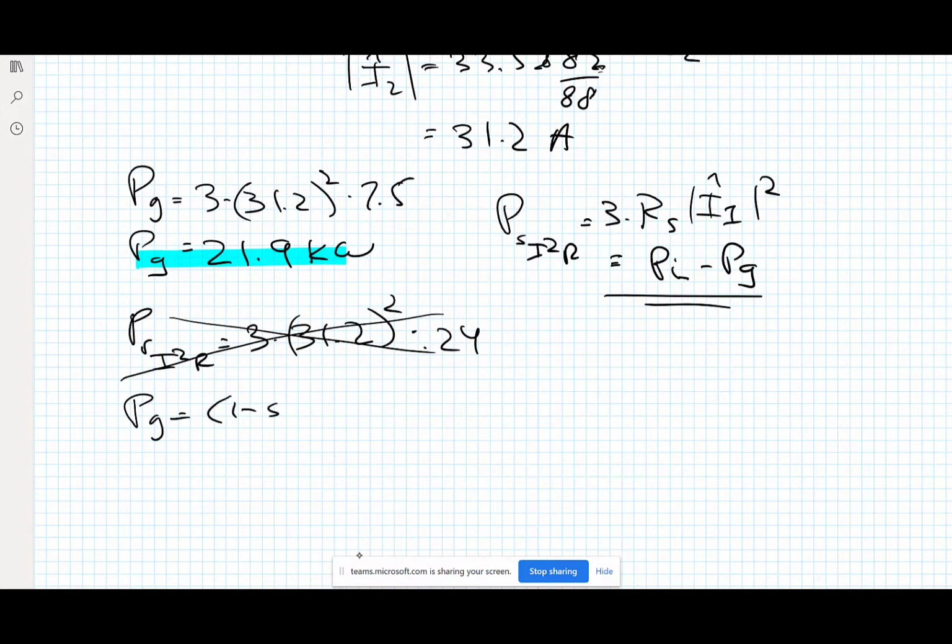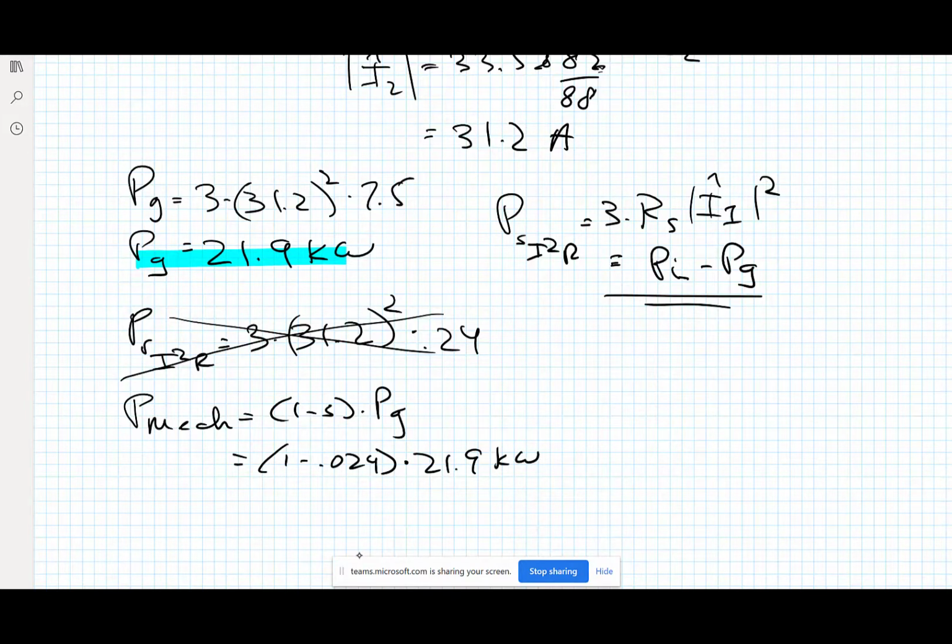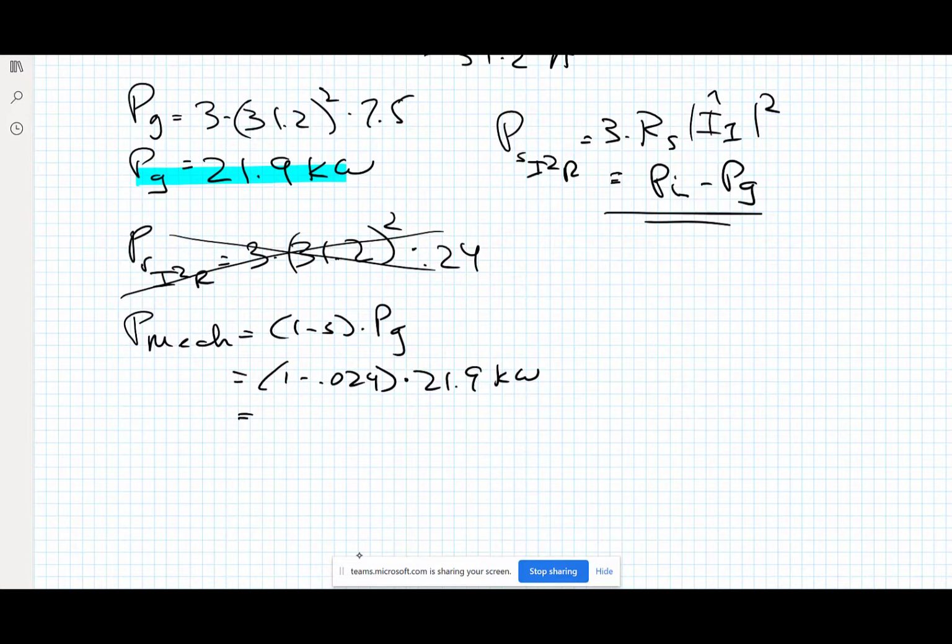So I know the slip, right? So P mechanical, I could have found this and subtracted it from the P gap, but I could just say P mechanical is equal to 1 minus the slip times P_G. 1 minus 0.024 times 21.9 kilowatt, and that is 21.4 kilowatt.